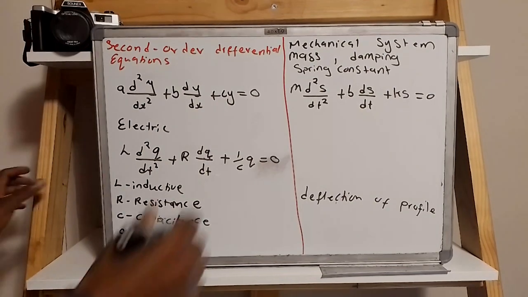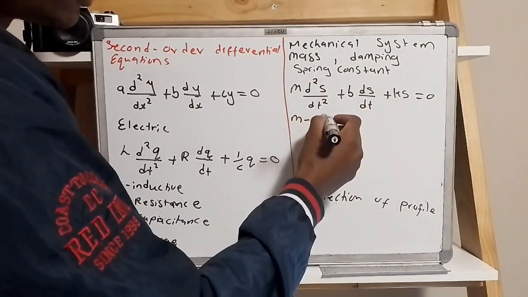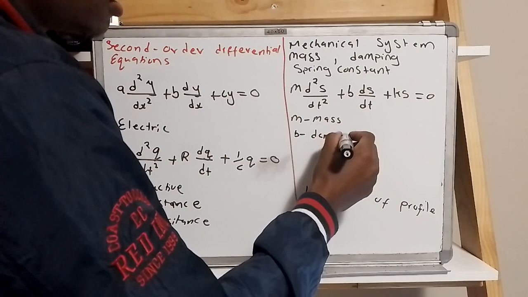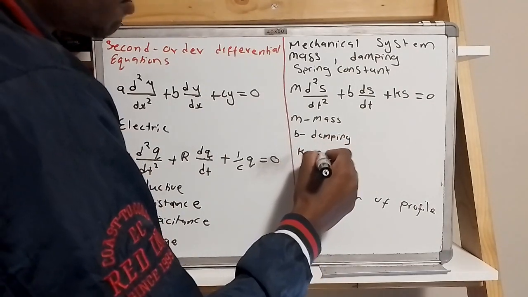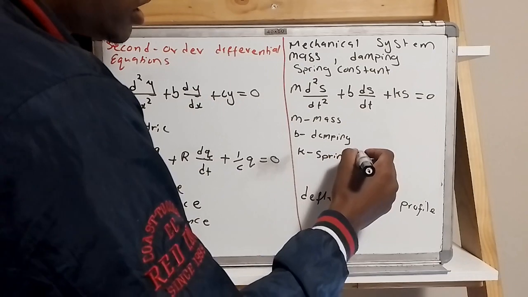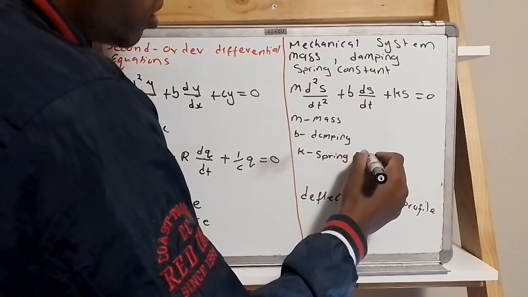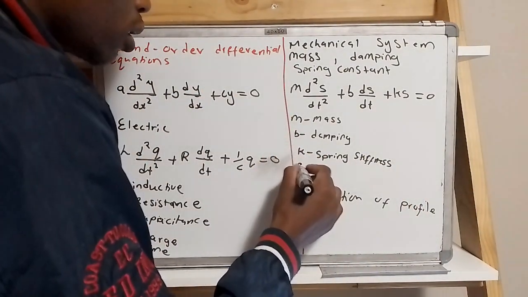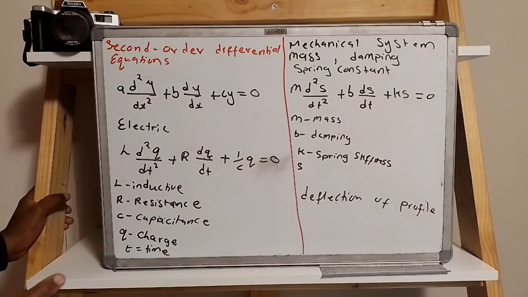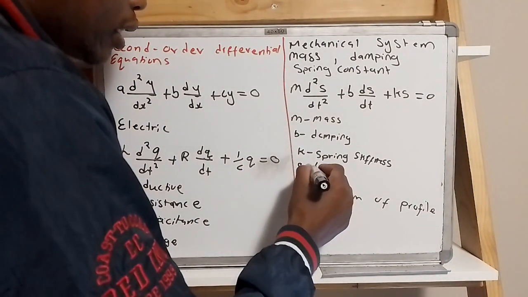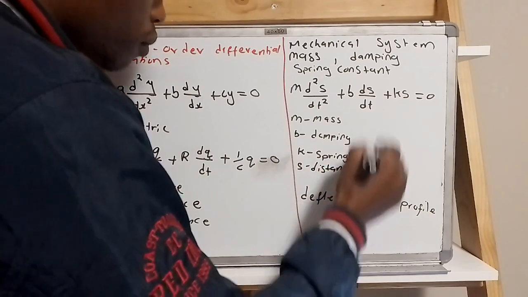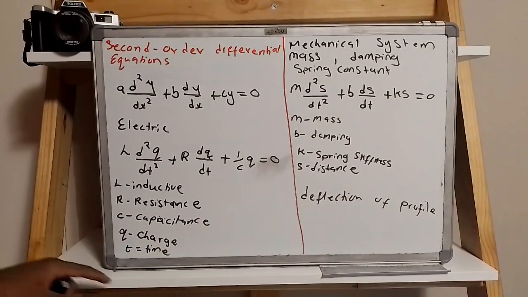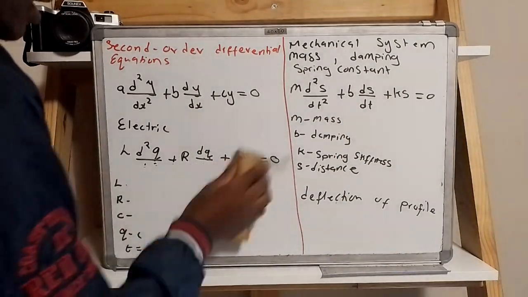So now, m represents what? The mass. b represents damping. Then k represents spring stiffness or spring constant. Some books will just say this is a spring stiffness. Right? s represents the distance. Right? So now, finally, let's talk about this one. But in most cases, what you need to know is this one and that. Let's talk about the last one.